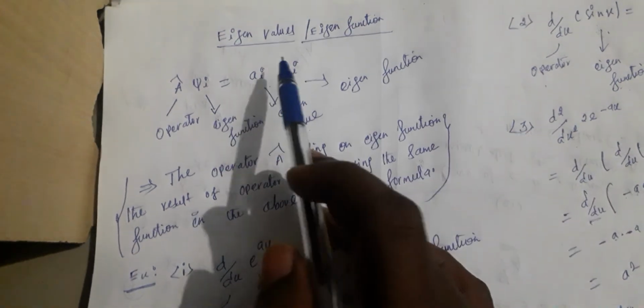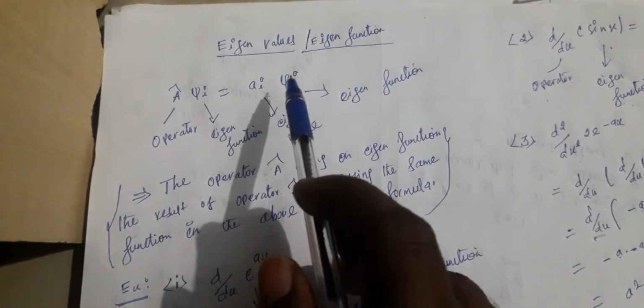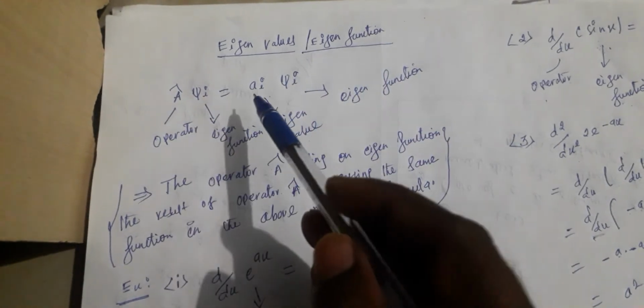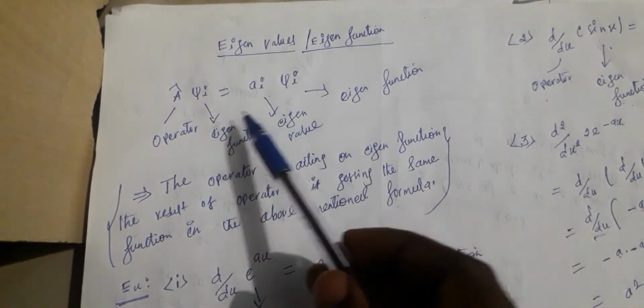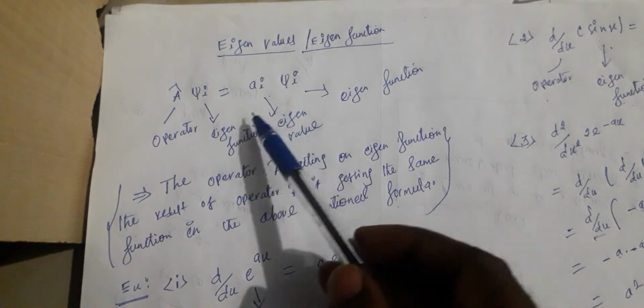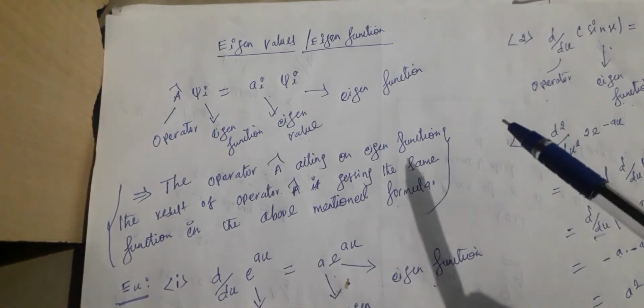So today in class we will see eigenvalue and eigenfunction. This is a very important topic in physical chemistry. Before going to some examples, we'll see some short formulas. If you remember this formula, you can easily answer all the questions.